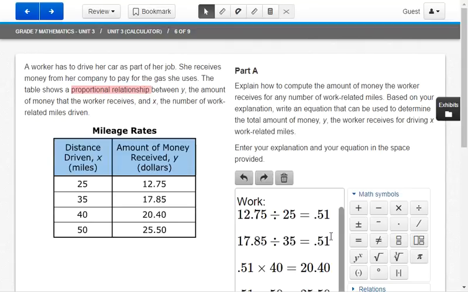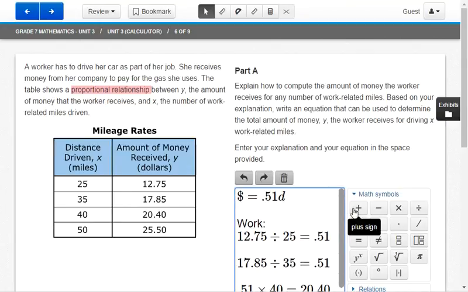Okay, so for problem 6 of the PARCC practice test, a worker has to drive her car as a part of her job. She receives money from her company to pay for the gas she uses. The table shows a proportional relationship, and a proportional relationship is a linear relationship with a y-intercept of 0. So the table shows a proportional relationship between y, the amount of money that the worker receives, and x, the amount of work-related miles driven. So there is our table with the distance driven and the amount of money received.